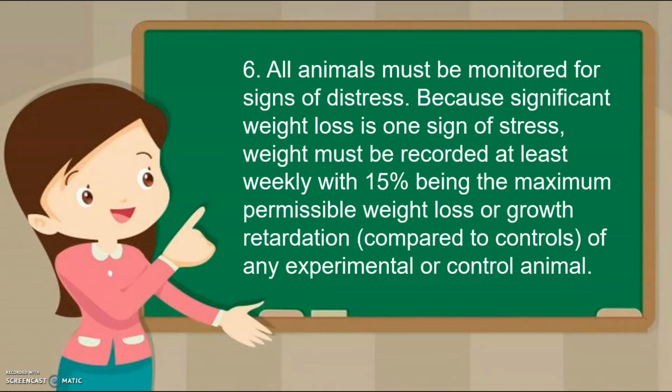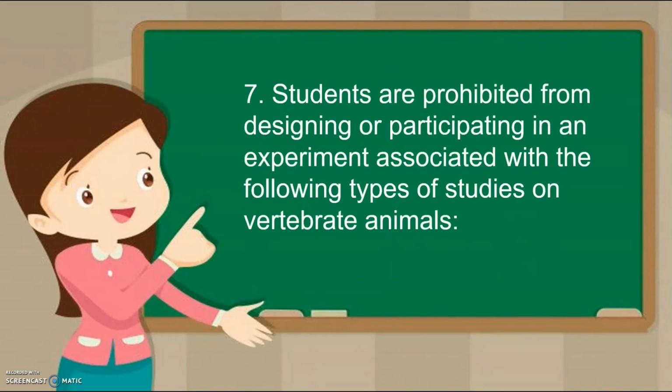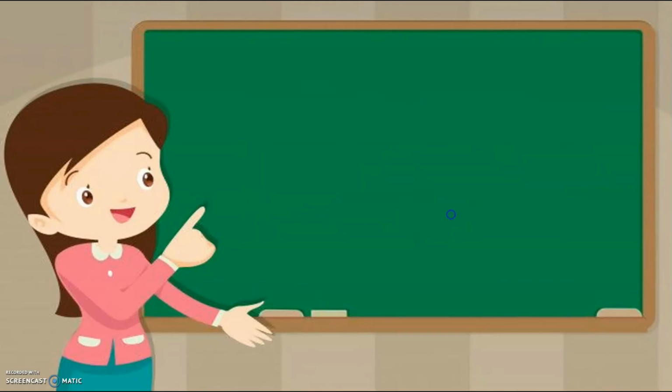This is what I was telling you a while ago, that the weight of animals must be recorded before and after the experimentation. And if after the experimentation, the animals have lost 15% of the maximum permissible loss or growth retardation, your study will be terminated. And number 7, students are prohibited from designing or participating in an experiment associated with the following types of studies on vertebrate animals. So what are those?